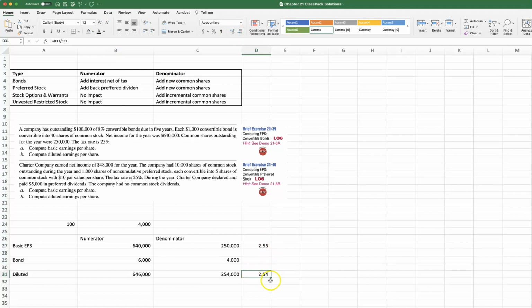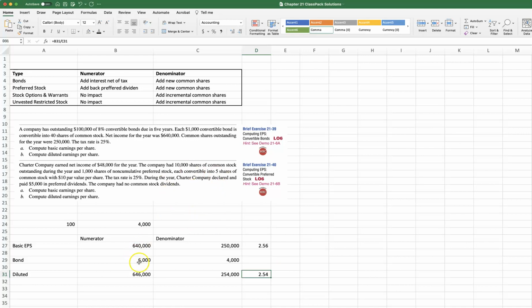Two keys I want you to remember here. One, if for any reason this number we calculated in diluted had been better, meaning, ooh, this is more money, then I would ignore it. Then basic and diluted would be the same number, but we can see it's worse. Oh, sad news. If everybody turned in their bonds, we would only have $2.54 in earnings per share. So because that's lower, that is the number we'll report.